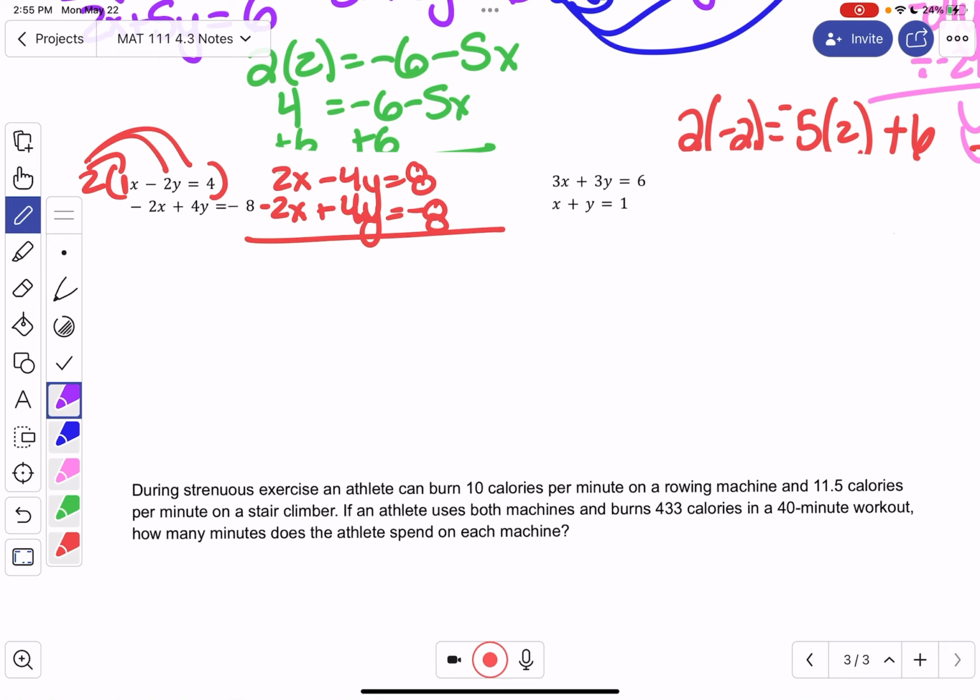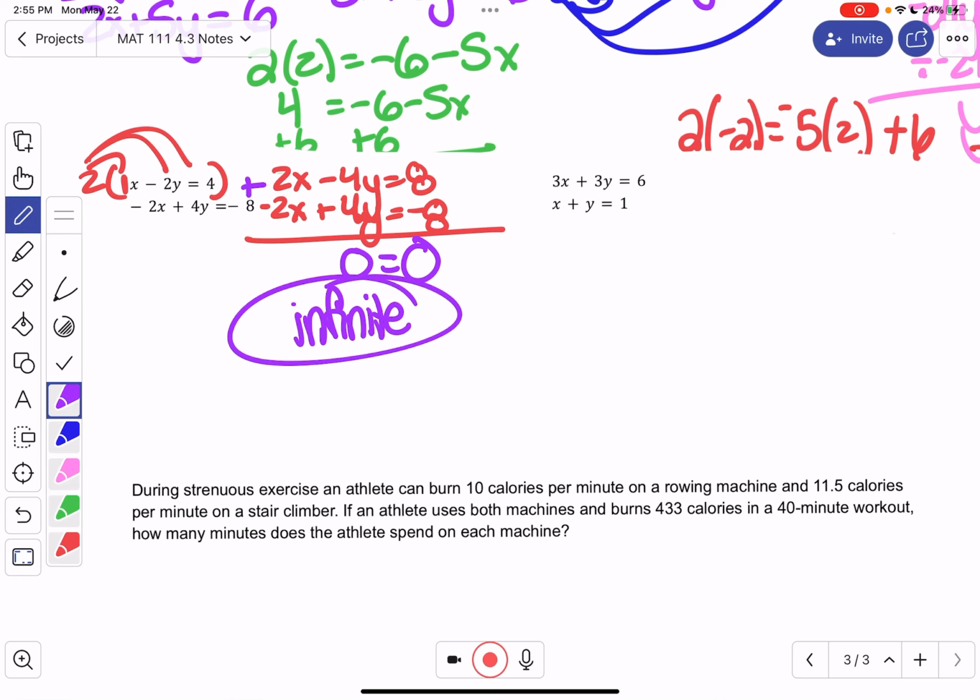Now, the x's both have 2's. One's positive, one's negative, so we add everything. 2x plus negative 2x is 0. Negative 4y plus 4y is 0. And 8 plus negative 8 is 0. 0 always equals 0. That's true. So we have an infinite number of solutions. Doesn't matter what you put in, it'll be true.